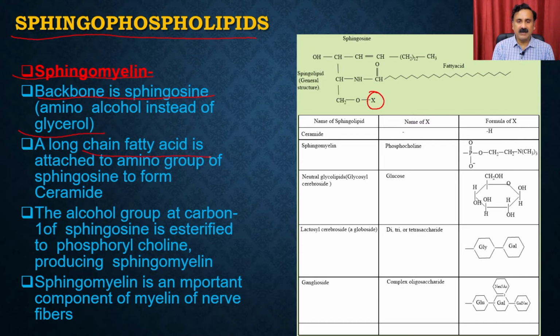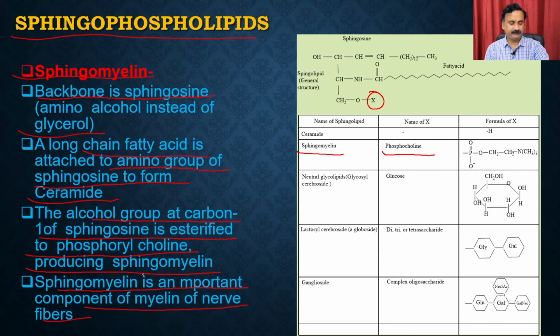A long chain fatty acid is attached to the amino group of the sphingosine to form the ceramide. The alcohol group at carbon 1 of the sphingosine is esterified to the phosphocholine, producing the sphingomyelin. So if you have the phosphocholine, then it is going to be called a sphingomyelin. And sphingomyelin is an important component of the myelin of the nerve fibers.